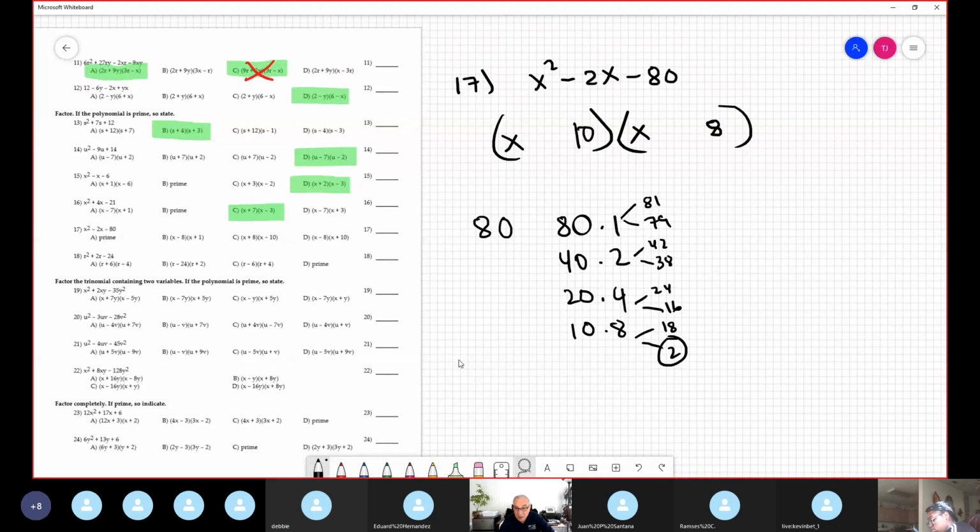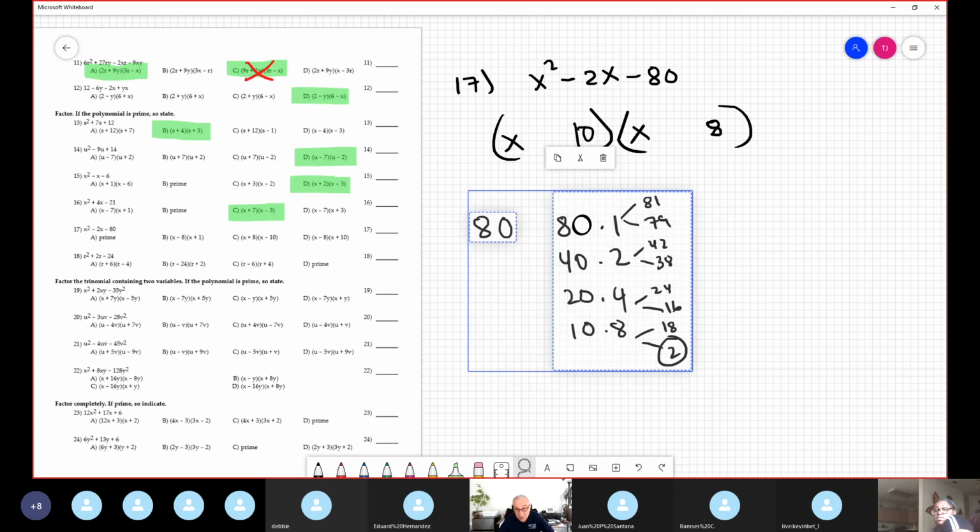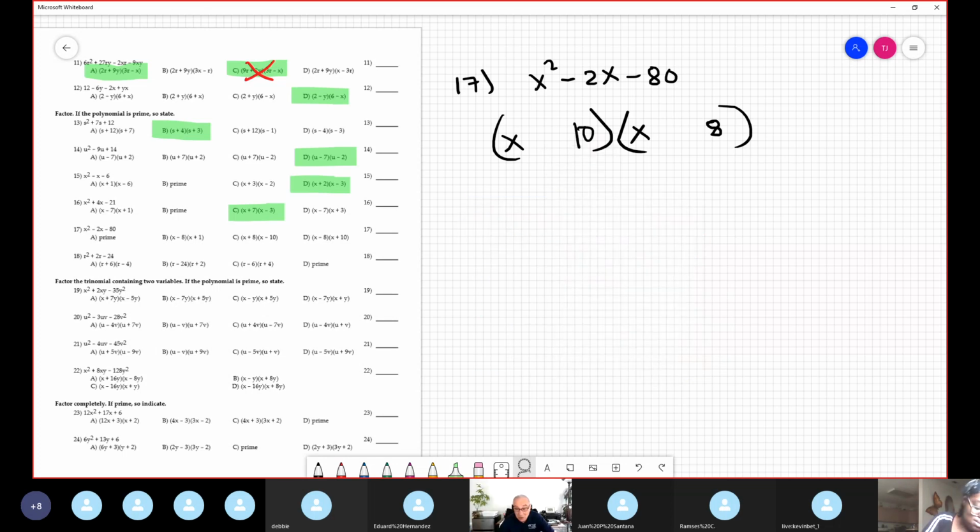This is the idea. Intuition. In your mind, you separate 80 into different factors that multiply to give me 80, and you add or subtract. I put it schematically on the board like that. However, sometimes it's not necessary to do this because you use your intuition.